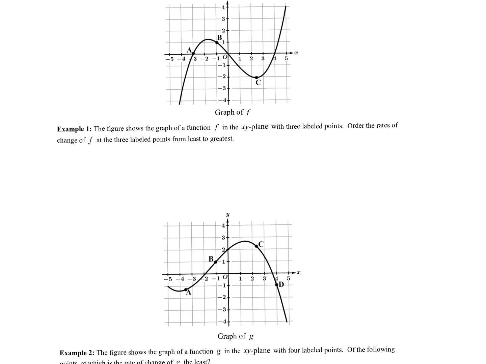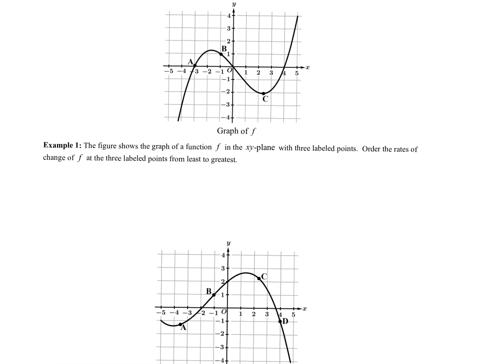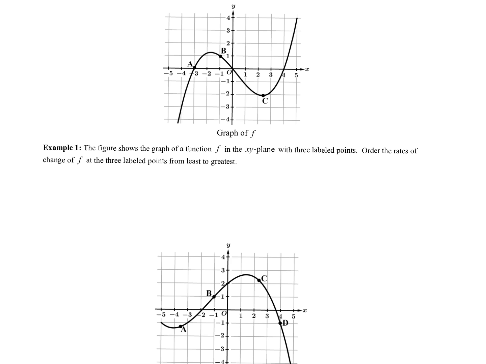Example 1. All right, so this figure shows function f. Order the rates of change of f from least to greatest, okay? And so let's talk about the rates of change of these things. Well, what do we know about the rate of change at A? That's positive. Agree? See how it's going up? It's a positive rate. And then what's B doing? It's negative, right? And then what's C doing? 0. Does everybody see that? And so what's my least to greatest?